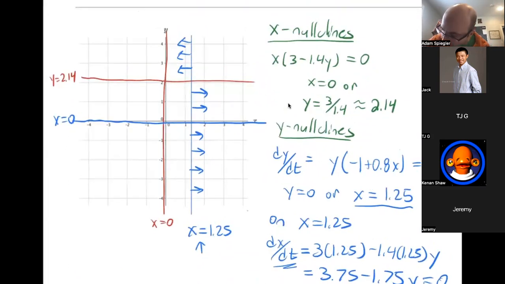Okay, so here we were at the line y equals 0. And what we're saying is that when x is positive, these arrows are pointing directly to the right, and when x is negative, these are pointing directly to the left.